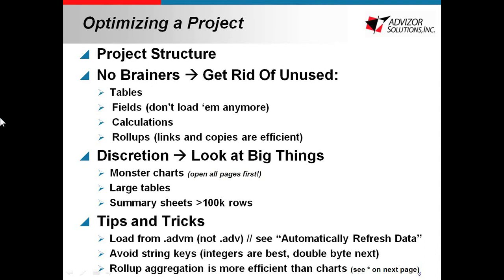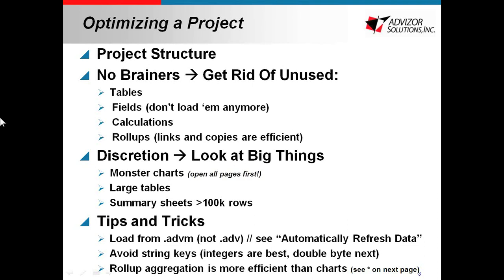But so now you've got the project at the level you want it, and you've managed it. There's some no-brainers. There's a bunch of stuff that doesn't get used. Tables you brought in that are no longer being used. Fields in the tables that aren't being used. You just don't want to load them anymore. They're just taking up RAM and space. Calculations that were set up that aren't being used, and at start time they've got to get calculated, and if it's big tables, that can take some time.